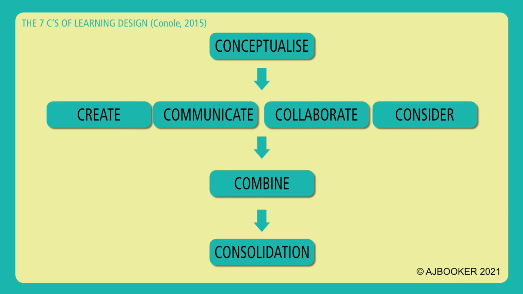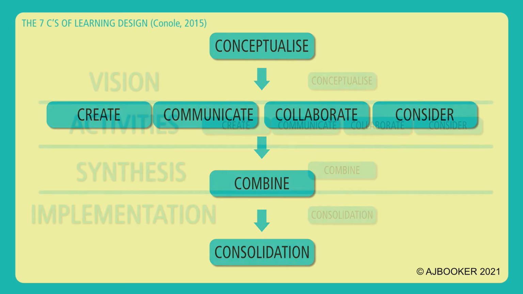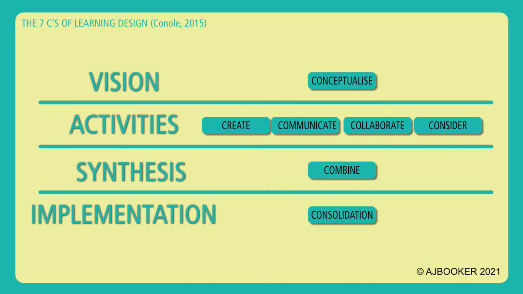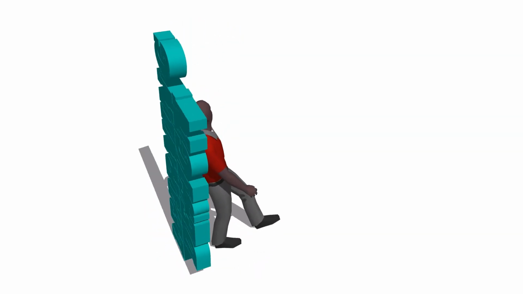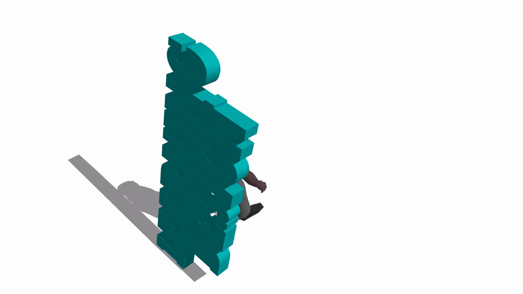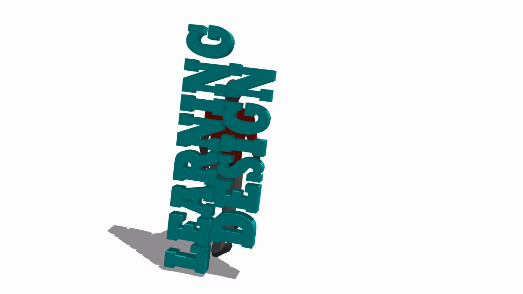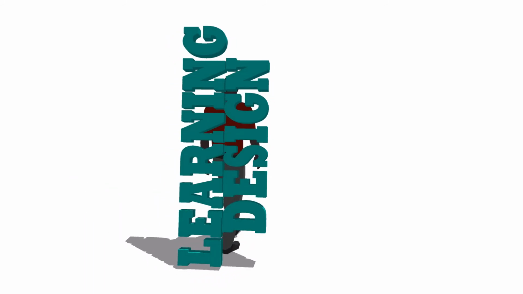The 7 stages are often organised into 4 parts: the vision, activities, synthesis and implementation. Now if you're thinking to yourself, this is quite complicated, there's a lot here, it looks like a straitjacket which I have to develop my ideas and put in a lot more effort. In fact, you may feel that doing learning design is like carrying around a huge amount of data, a huge amount of expectation on your back, on top of the work of developing your learning design anyway.